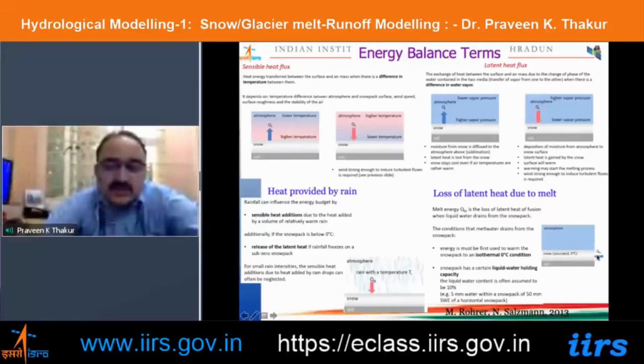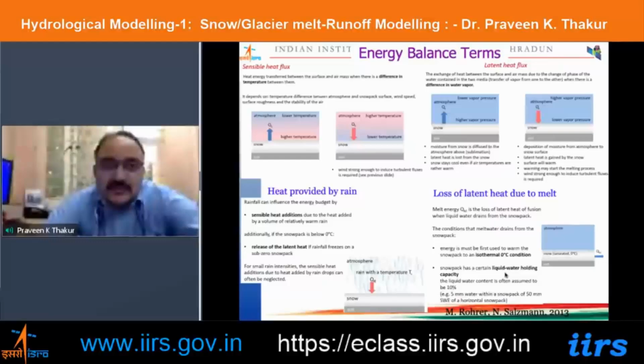It can go directly as runoff, or it can saturate the soil and then go as runoff. Once it reaches its liquid water holding capacity, which is generally taken as 10%, for example 5 millimeter water within a snowpack of 50 millimeter SWE on the horizontal snowpack, this is the condition when the melting is taking place.